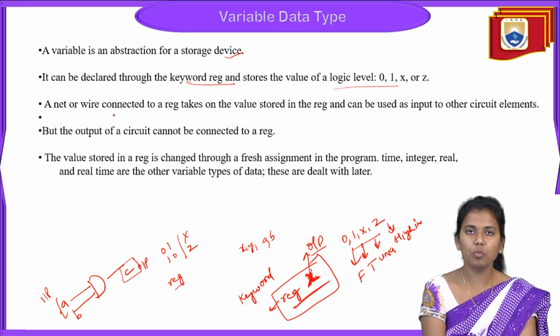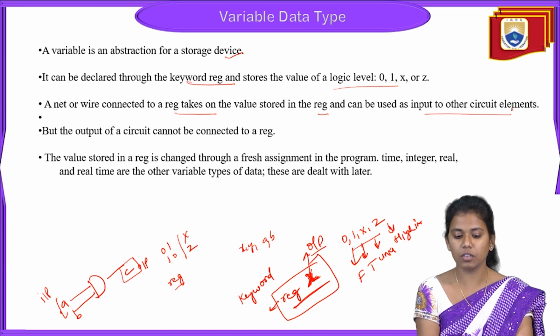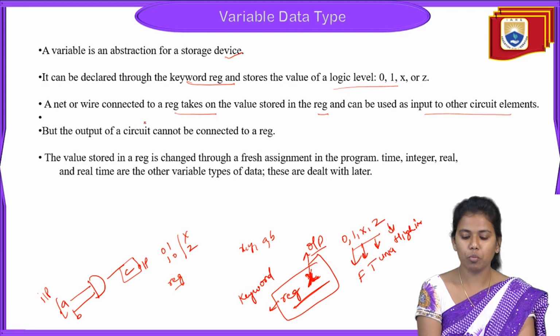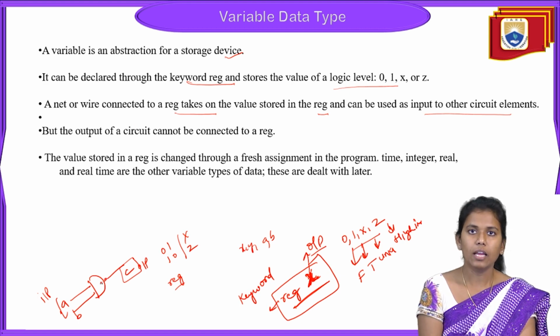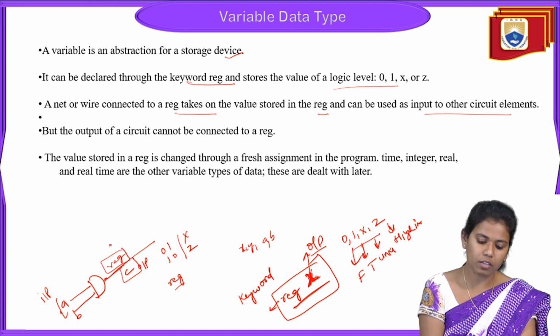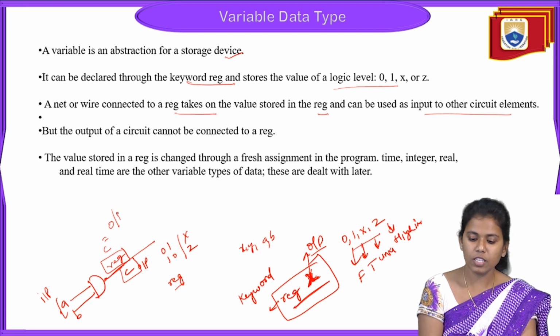Then a net or wire connected to a register takes on the value stored in the register and can be used as input to other circuit elements. So here this sentence is talking about a net or a wire connected to a register, which takes on the value stored in the register. So this particular register has 0 or 1, and this value can be used as input to other circuit elements.